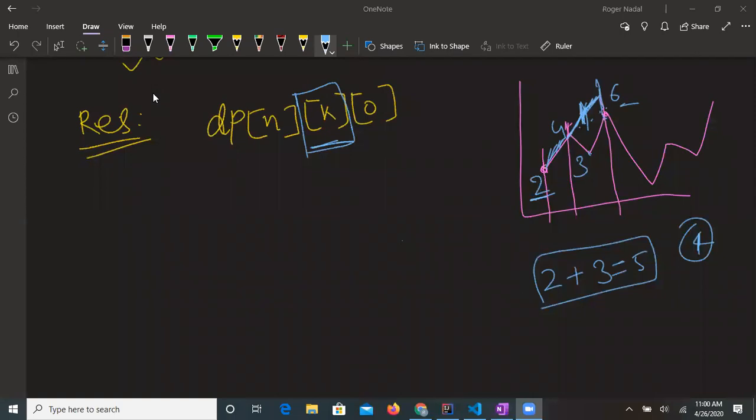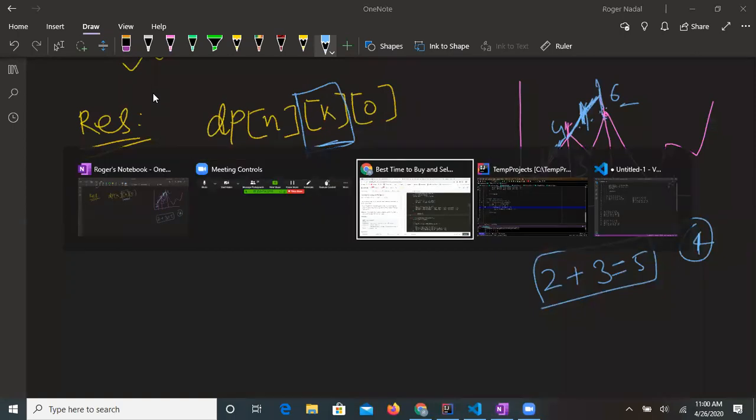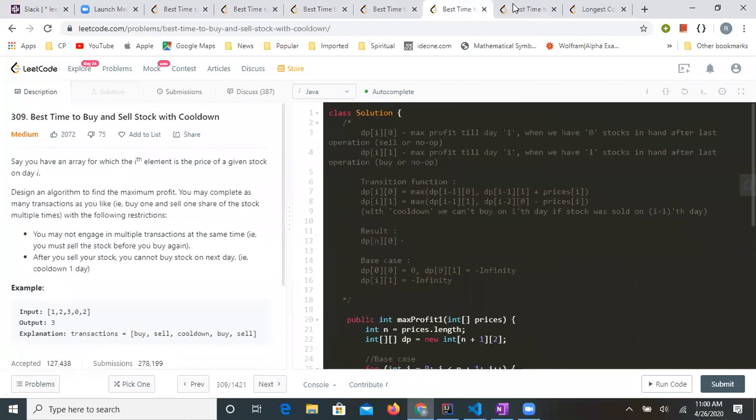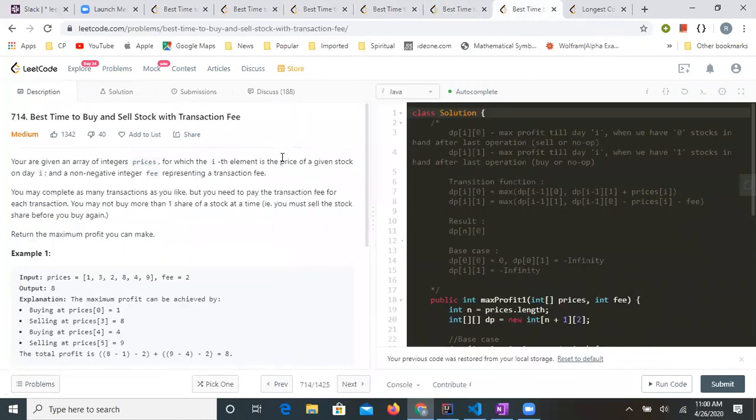I think I may remember. The next problem I want to talk about is this one, because this is easier. This problem is exactly the same problem. You may complete as many transactions as you like, but you need to pay the transaction fee for each transaction.